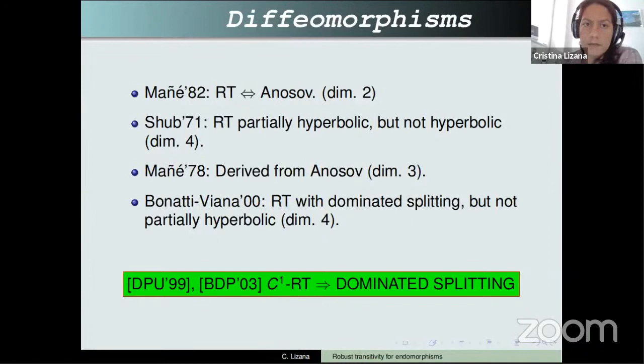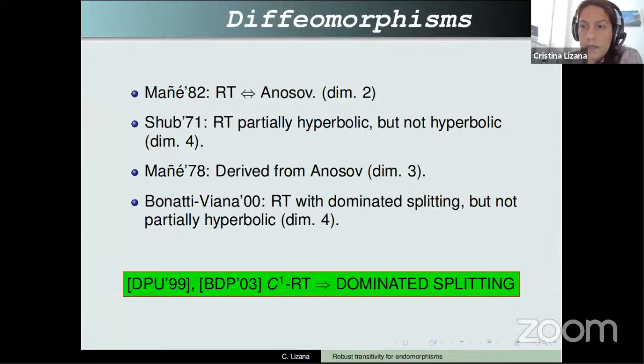So in this sense, the question is, what is a necessary condition to have robust transitivity in the diffeomorphism setting? The result of Díaz, Pujals, Ures, and later Bonatti, Díaz, Pujals, proves that if you have a C1 robustly transitive diffeomorphism, then your manifold admits a dominated splitting. So you can decompose the tangent bundle in the direct sum of at least two subbundles, where one dominates the behavior of the other.